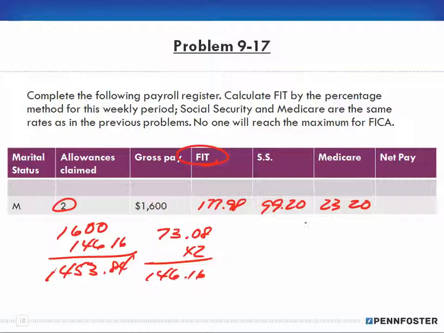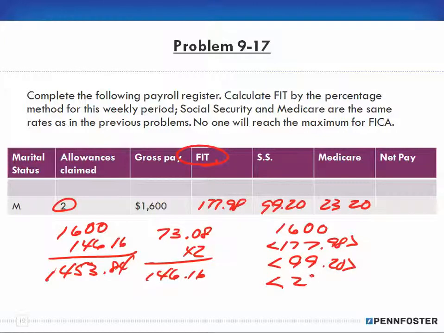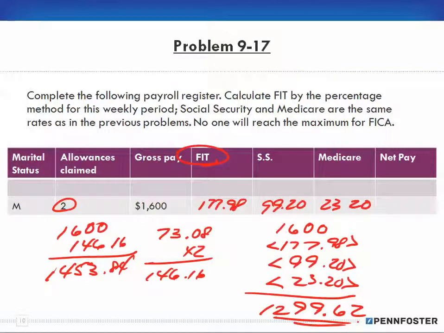Now we add that in here, 177.98, and so now we want to find out our net pay, so we take our 1,600 less 177.98 less 99.20 and less 23.20, and that's going to give us a net pay of $1,299.62. Okay, all right. If you didn't understand that, watch the video again, and if you still have a question, feel free to call and speak with an instructor, but you're going to get more practice with this in doing the word problems. Okay, see you in the next video to finish off the drill problems.